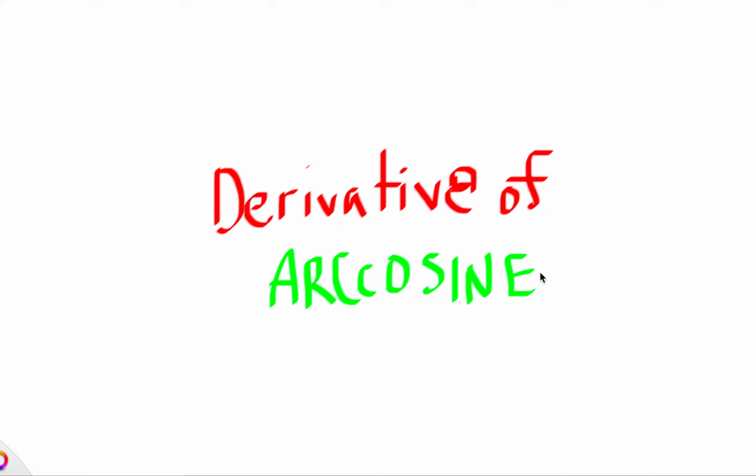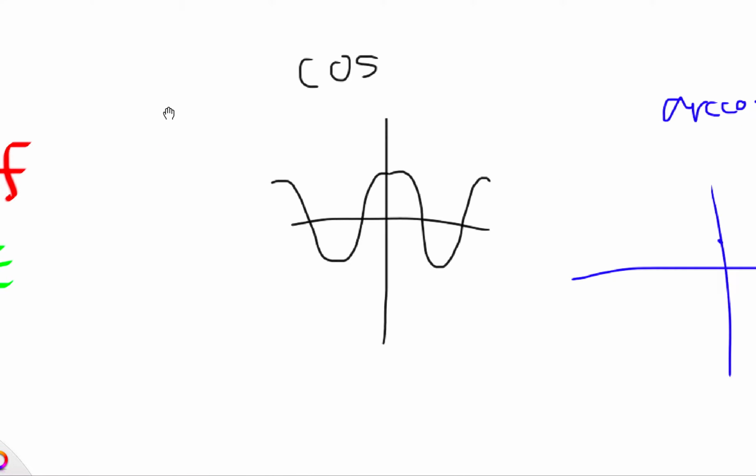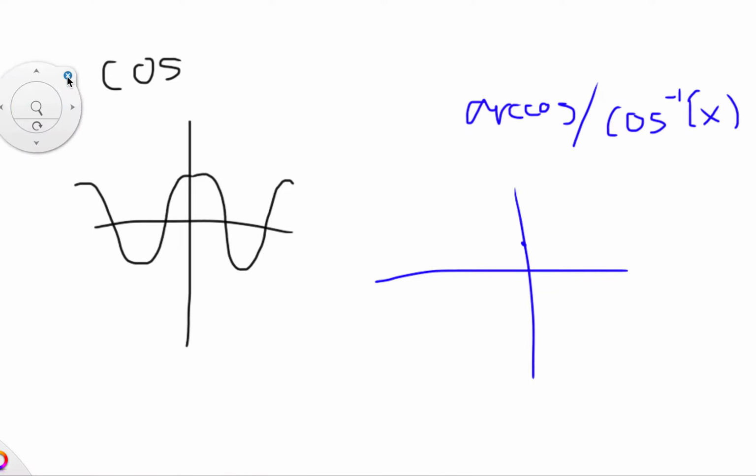Okay, hey guys, let's take a look at the derivative of arccosine. I thought it'd be beneficial to start off with first thinking about what arccosine actually is. So it's the inverse of cosine, right? So whenever you see an x comma y coordinate here, you'd flip it, right? So instead of x comma y, it'd be like y comma x.